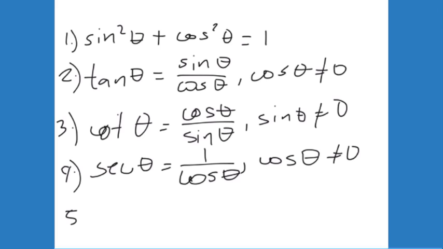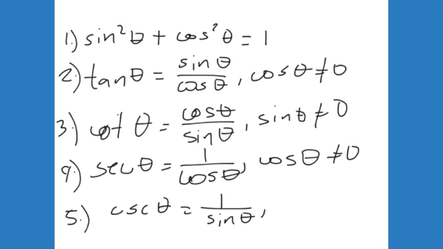And last, cosecant theta is equal to 1 over sine theta, where sine theta is not equal to 0. And using these 5 fundamental identities, let's try to study the proof of the other identities. Let's try an illustrative example.